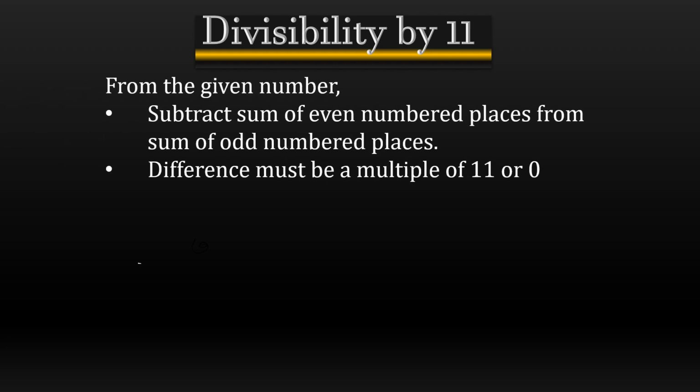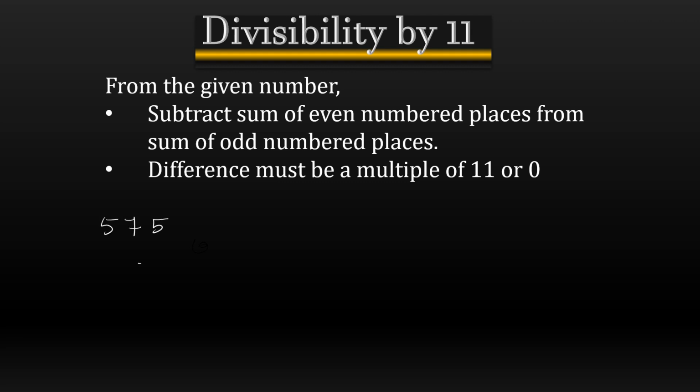Divisibility by 11. From the given number, subtract the sum of even numbered places from the sum of odd numbered places. If the difference is a multiple of 11 or 0, we can say that the given number is divisible by 11. Consider the example.